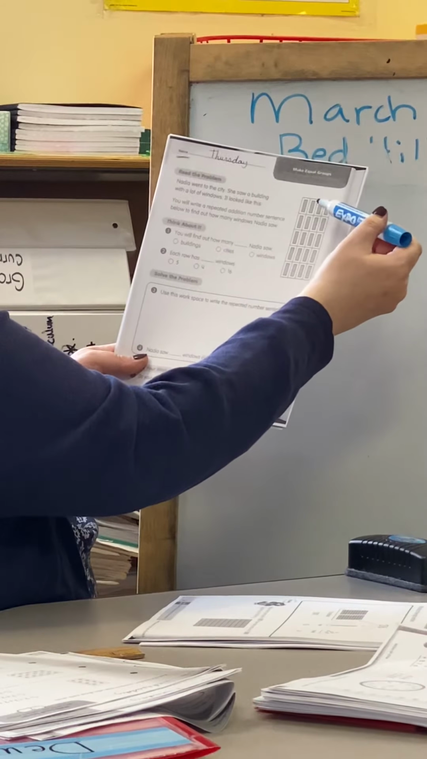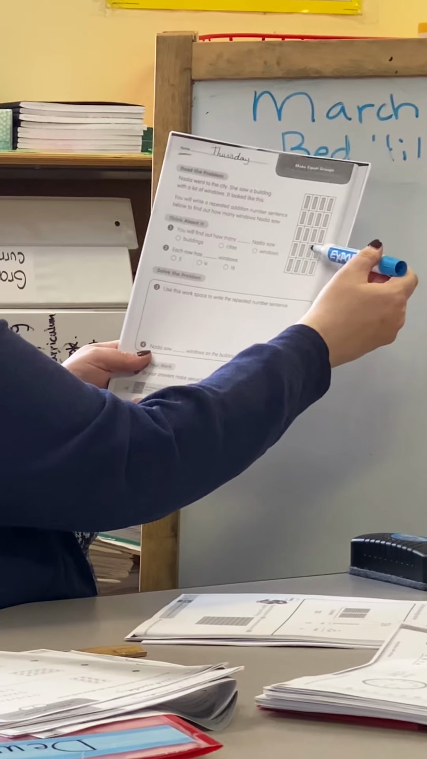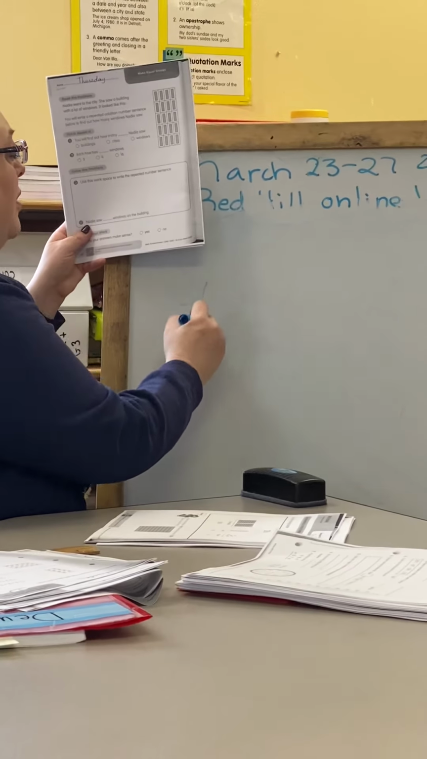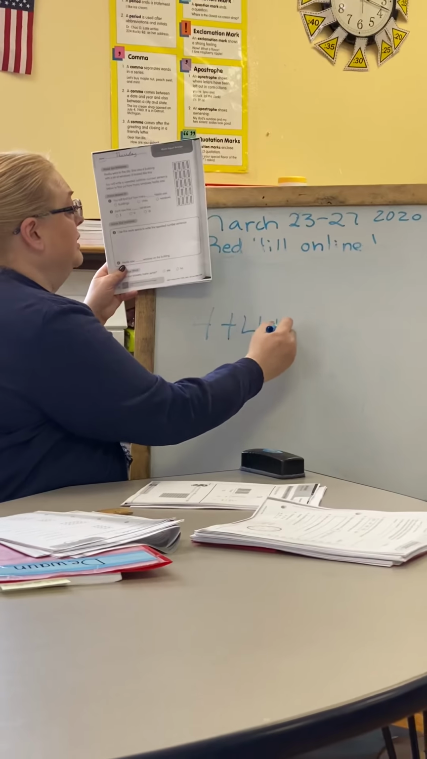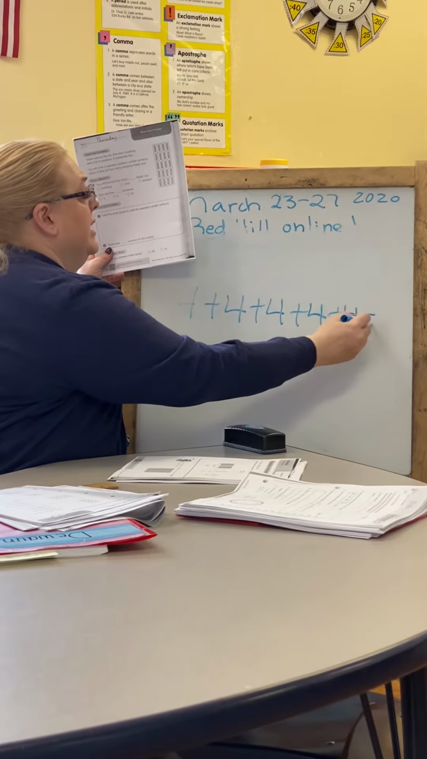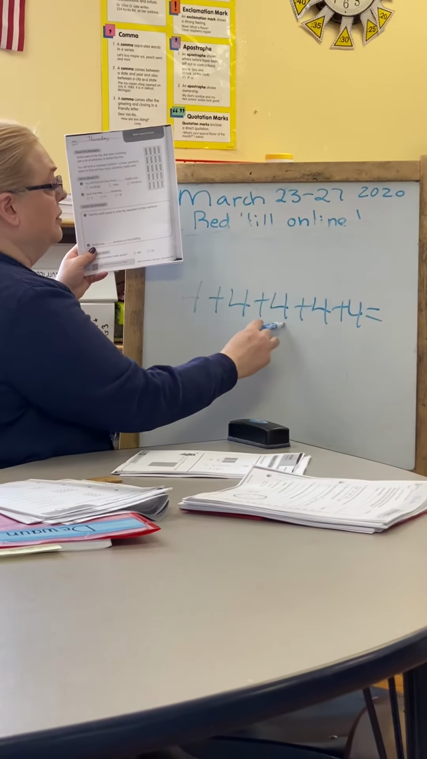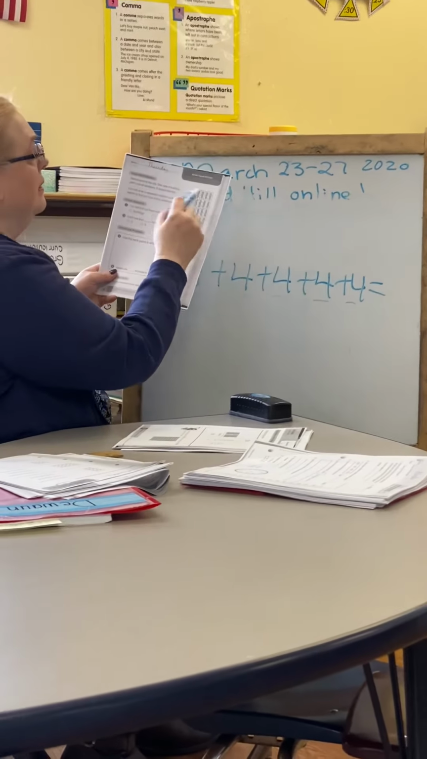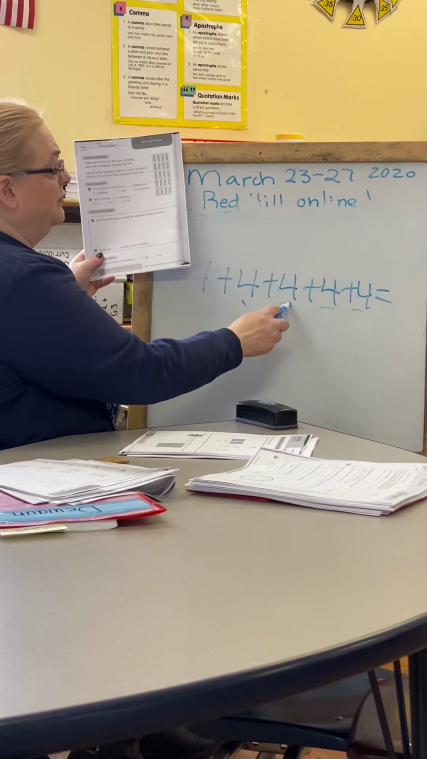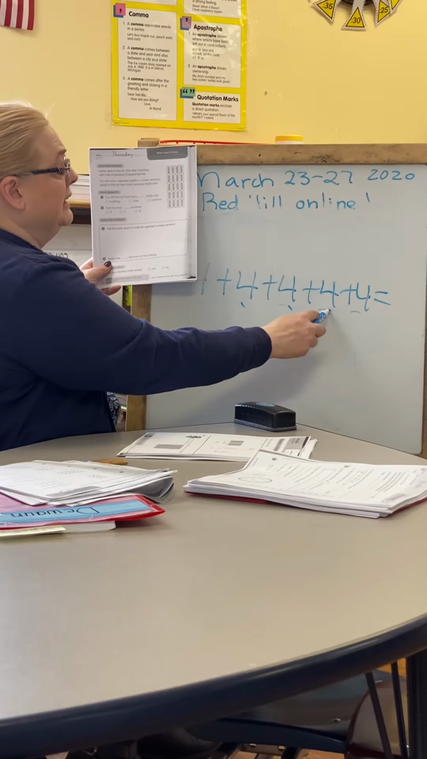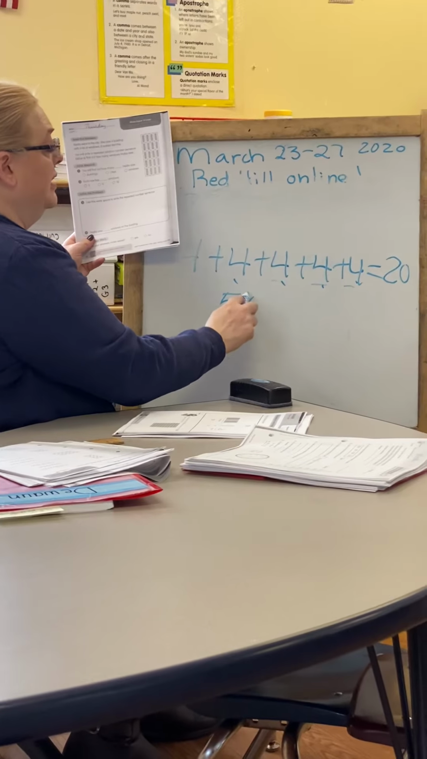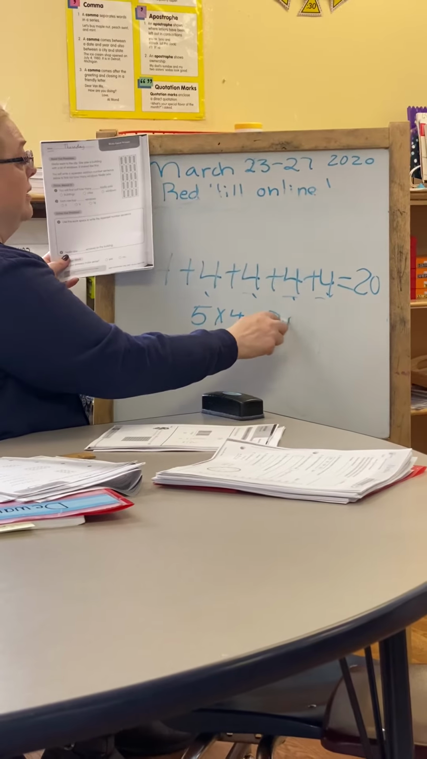So how many rows do we have? 1, 2, 3, 4, 5 rows of 4. So we would say 4 plus 4 plus 4 plus 4 plus 4 equals. So now we have 1, 2, 3, 4, 5 rows of 4 in each one. So we know 4 plus 4 is 8, plus 4 is 12, plus 4 is 16, plus 4 is 20. Or in other words, 5 times 4 equals 20.